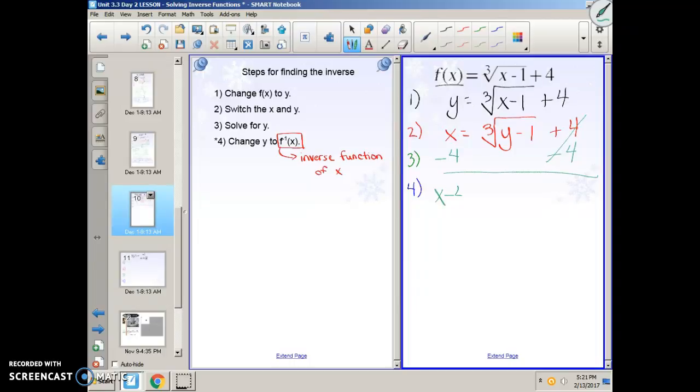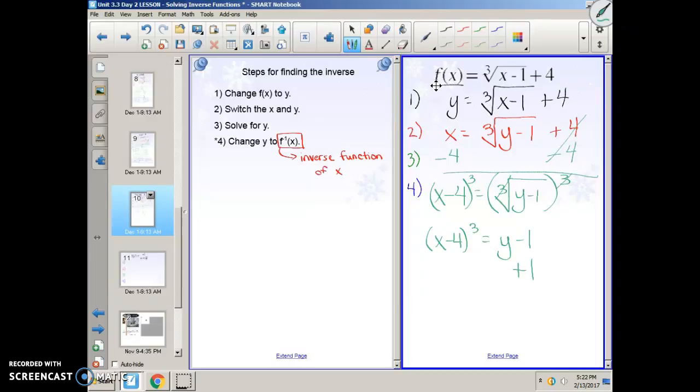x minus 4 equals cubed root of y minus 1. All right, well, think about roots. The opposite of squaring is taking the square root. The opposite of cube rooting must be cubing it. Roots and powers undo each other. So to get rid of that, I got to do that. So x minus 4 cubed equals y minus 1.